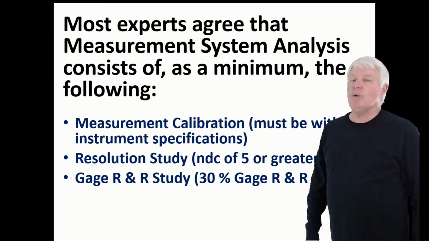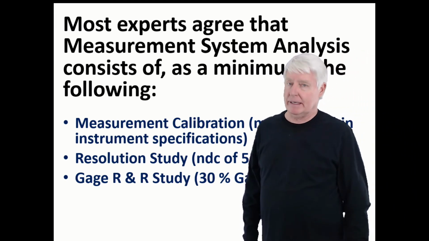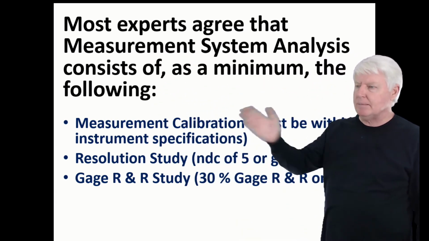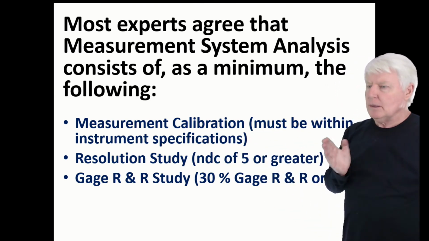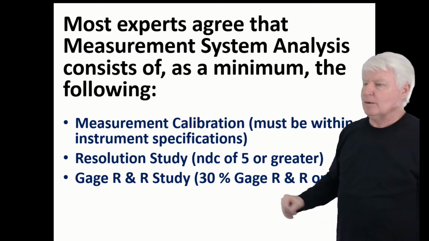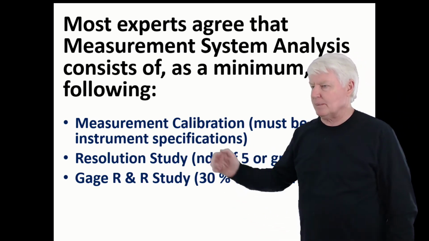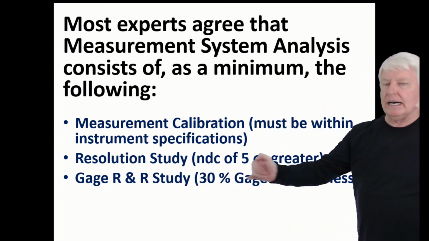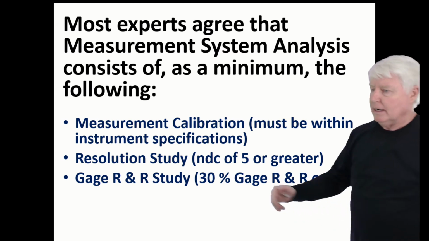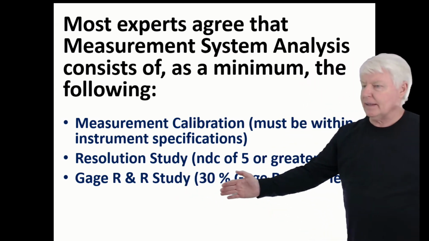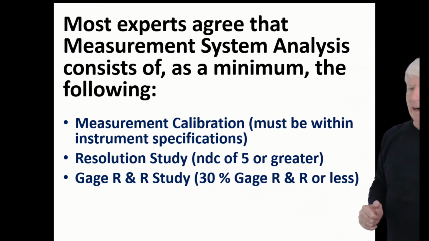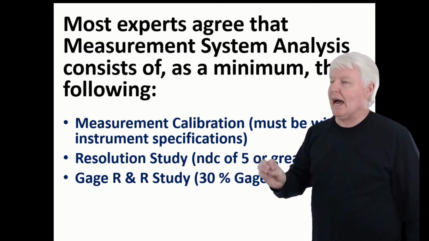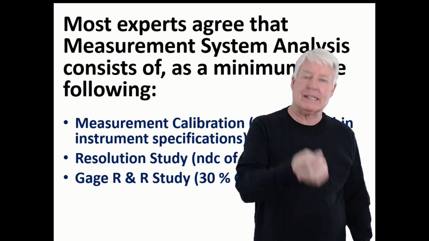All right, back to the question, what is a measurement system analysis? Most experts agree that measurement system analysis consists, as a minimum, of the following. Measurement calibration must be within instrument specifications. We've talked about that, bias studies and those types of things, in earlier lectures. Resolution study, NDC, number of distinct categories, must be 5 or greater. And gauge R&R study, that's percent gauge R&R, 30% gauge R&R or less. So if you can meet all these requirements, you're considered to have a capable measurement system.